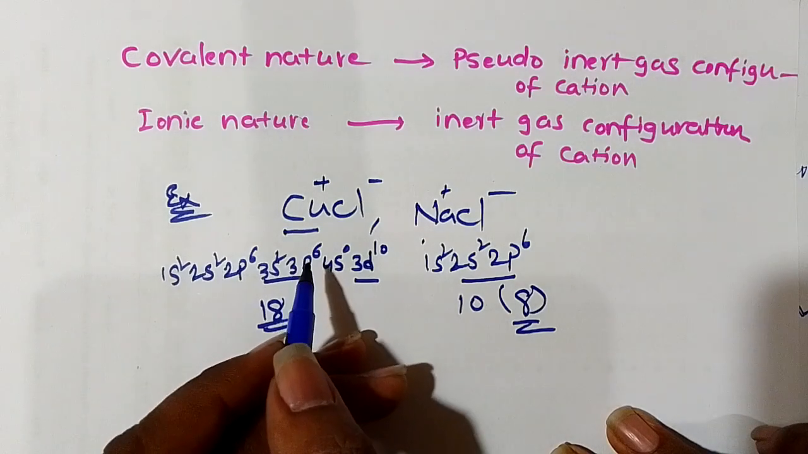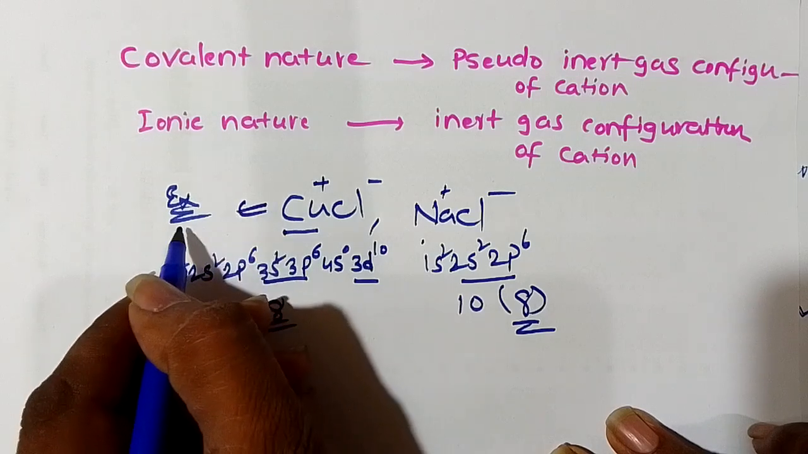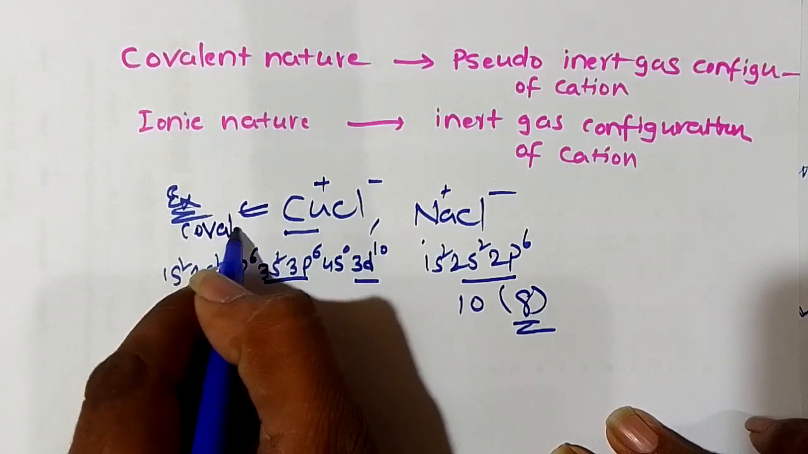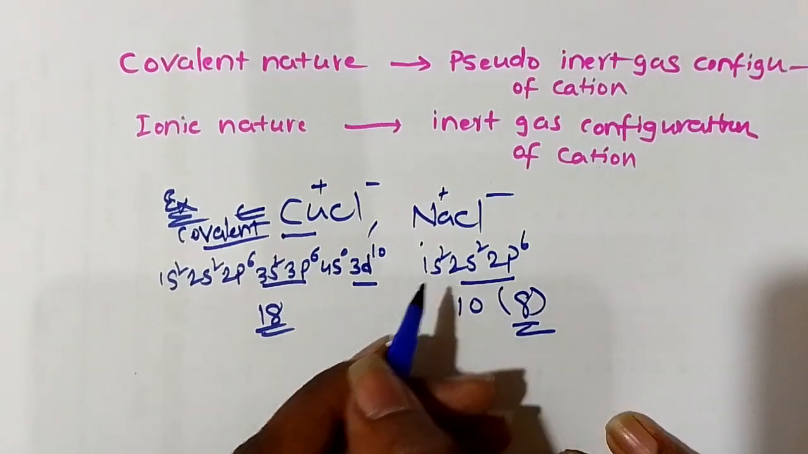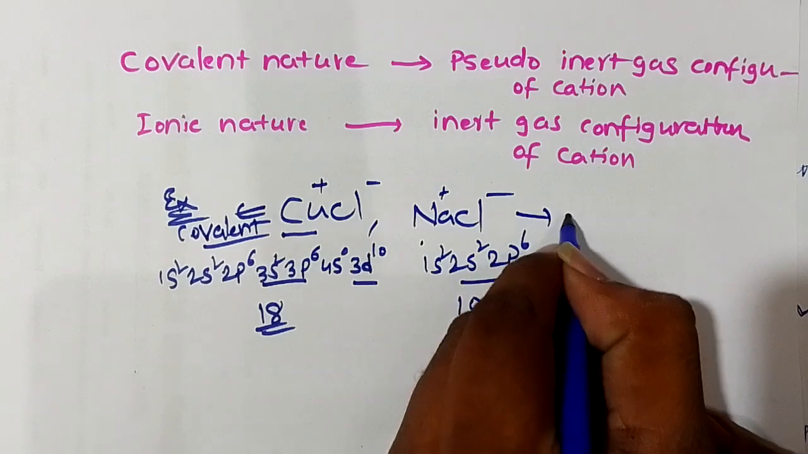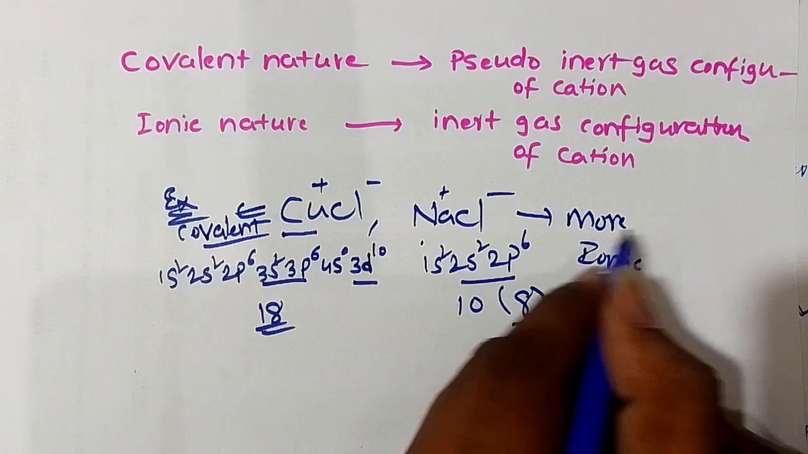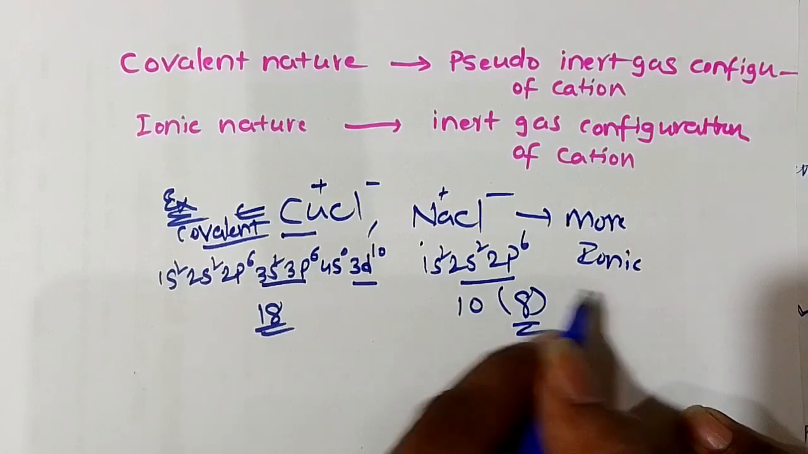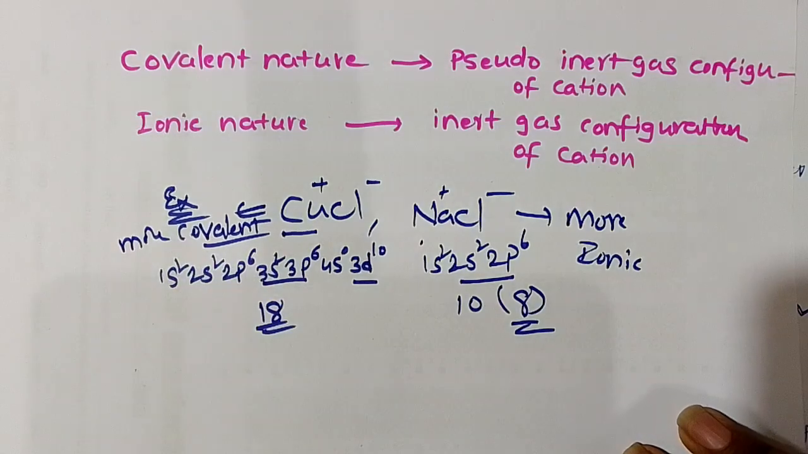So the cation which has pseudo inert gas configuration has more covalent nature. And the cation which has inert gas configuration has more ionic nature. More ionic nature means less covalent nature, and more covalent nature means less ionic nature. In this way we can explain Fajan's rule. I hope that you understood my concept. Thanks to all for watching my video.